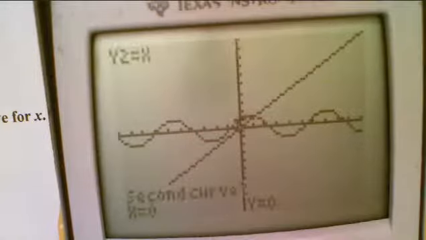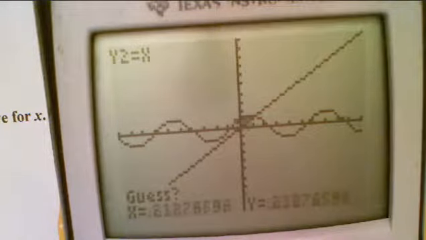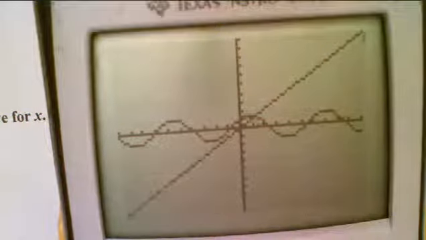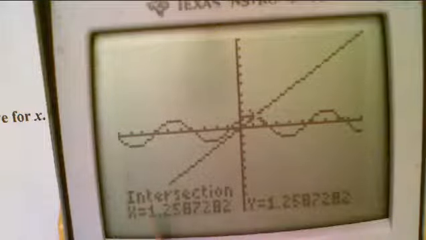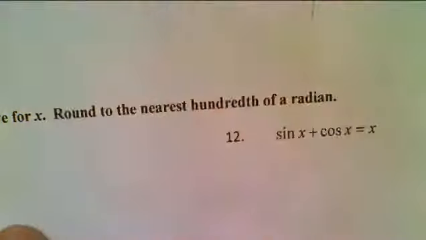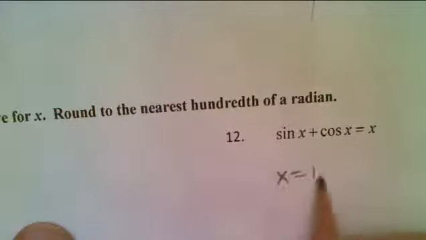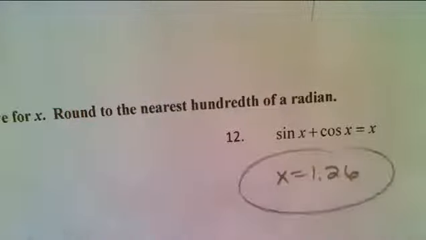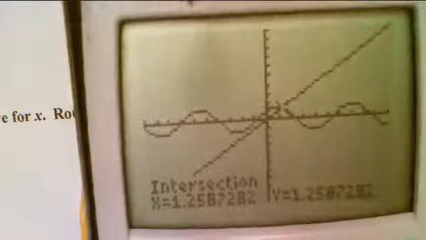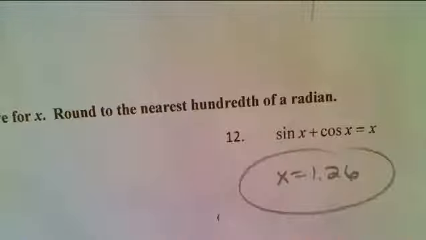First curve, yes. Second curve, yes. And let's get close to the guess. I get an x value of 1.26. And only one solution to that one, again, by looking at that graph. Okay, so that's just putting one thing into y1, put the other into y2, and see where they intersect. Okay, so that's page 2.